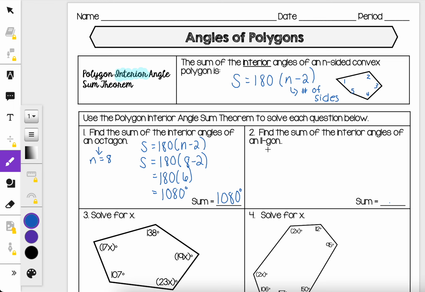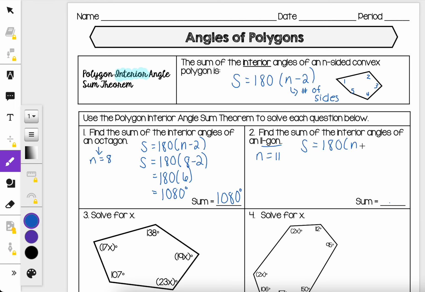Number 2 is very similar, except it's talking about an 11-gon. So you're going to see this a lot in this lesson if we're talking about a polygon where maybe we don't have a name for it, or it's not a common name that everyone knows. We use n-gon, where n is just the number of sides that it has. So here, this figure is going to have 11 sides.